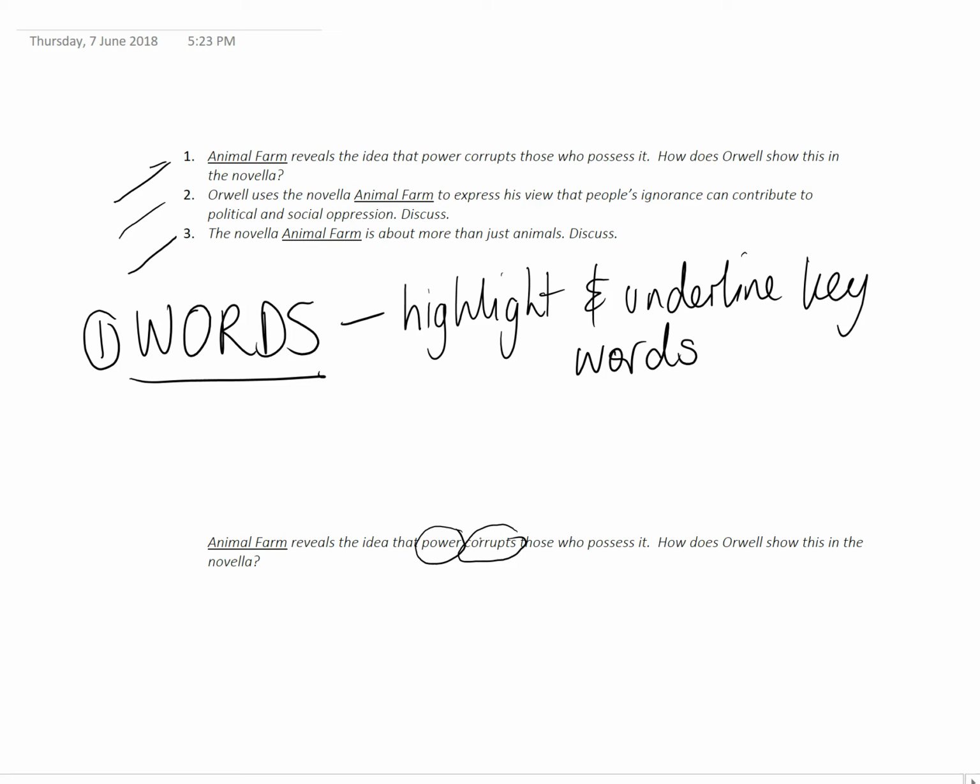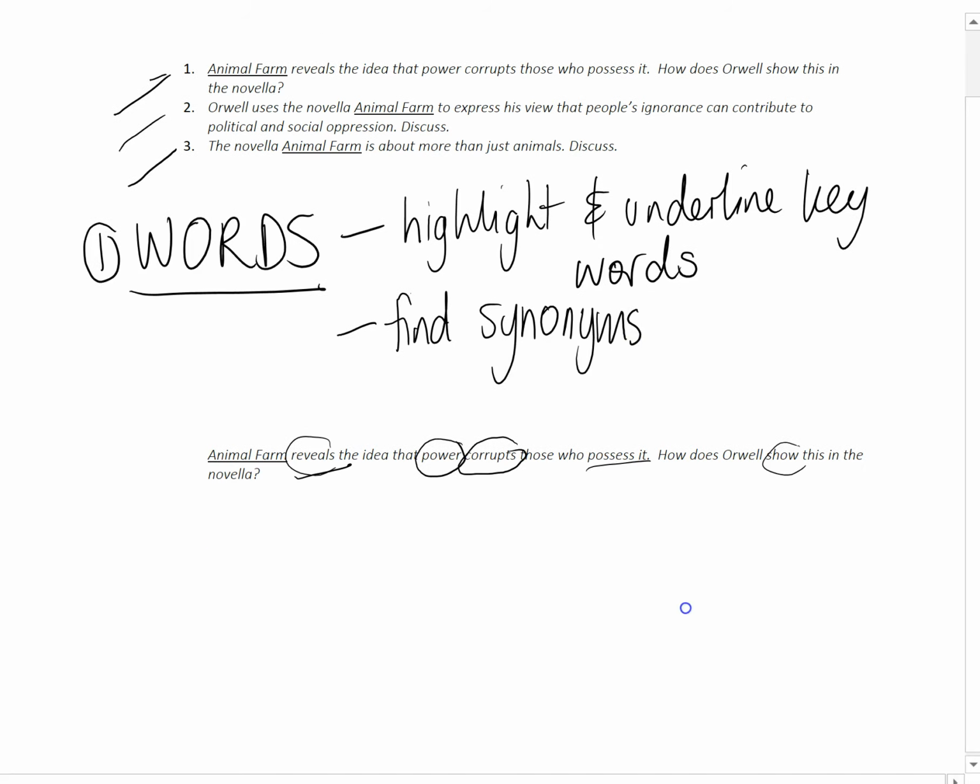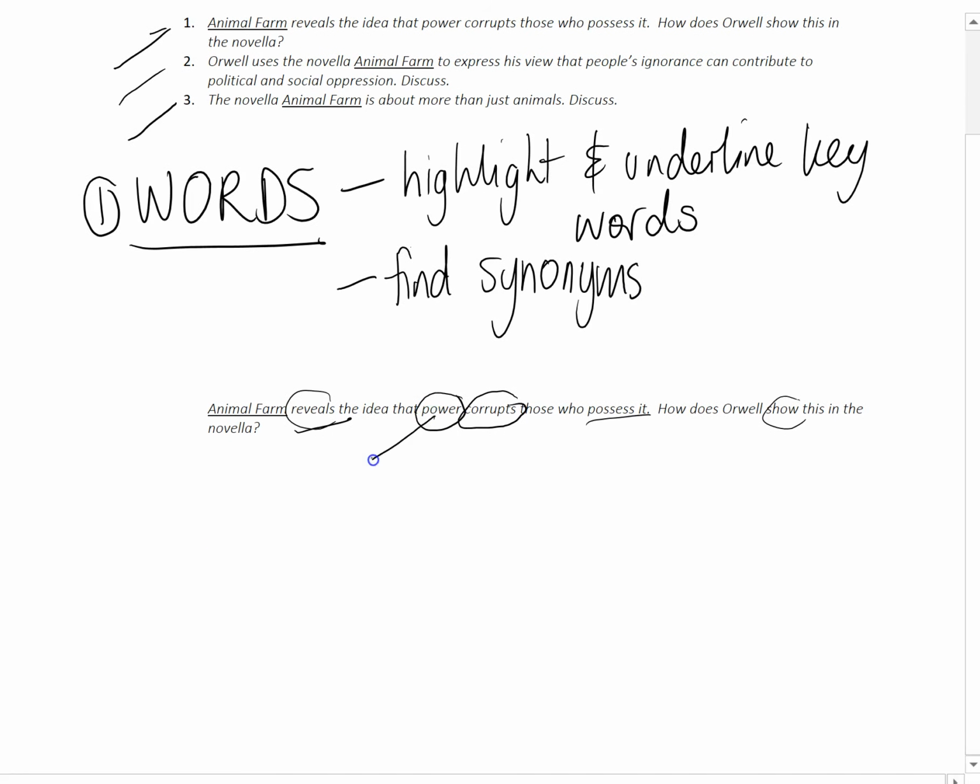So basically, I look at the others. Yes, he's revealing, he's showing, about who possess it. So there's a few others, but honestly, when I look at that topic, the 2 main concepts are power and corruption. So I'd circle those. And then step 2 of words is to find synonyms, similar words. So in this example, I would look for similar words for power and corruption.